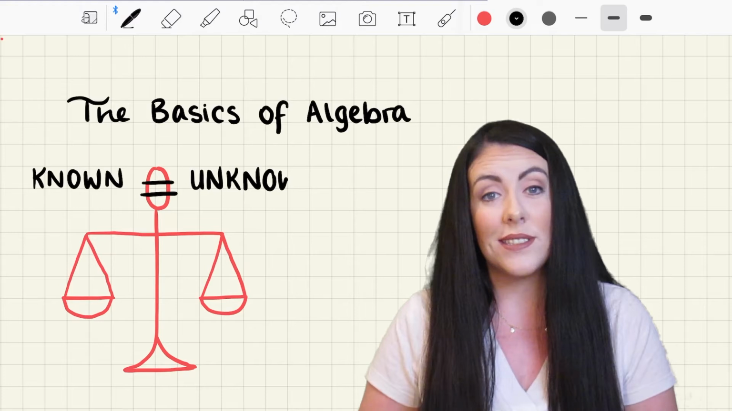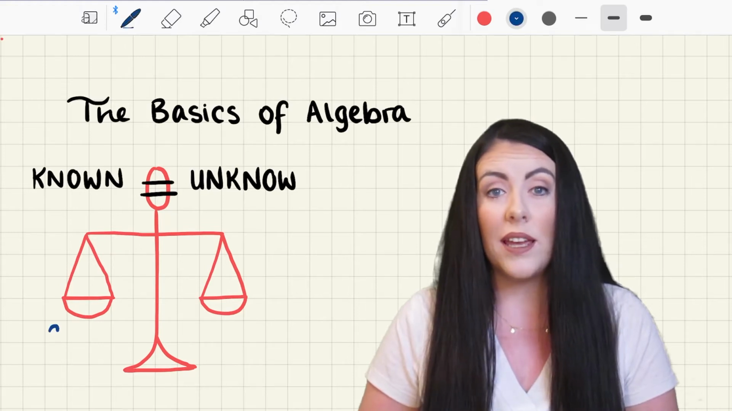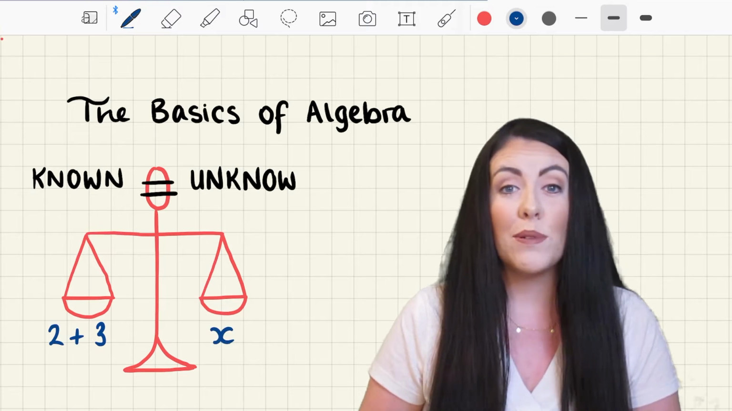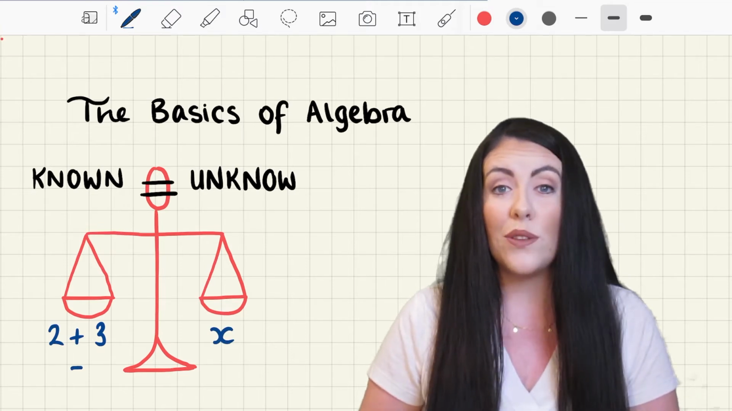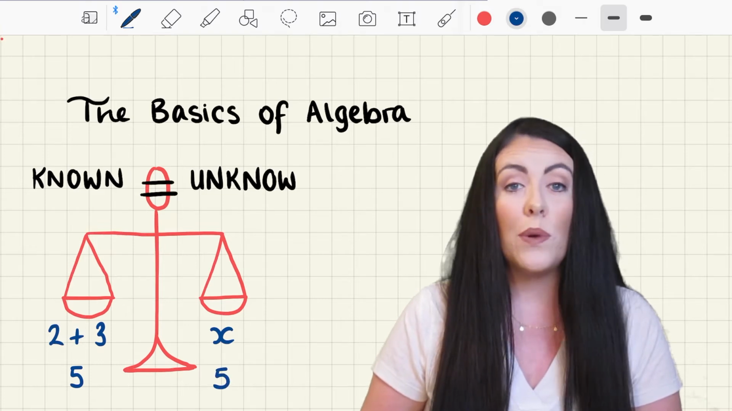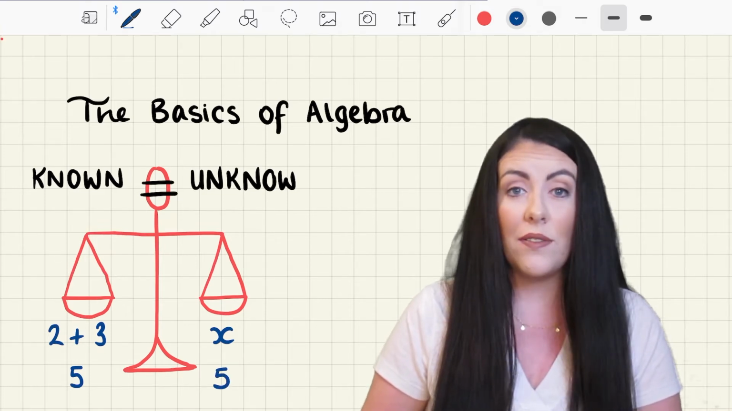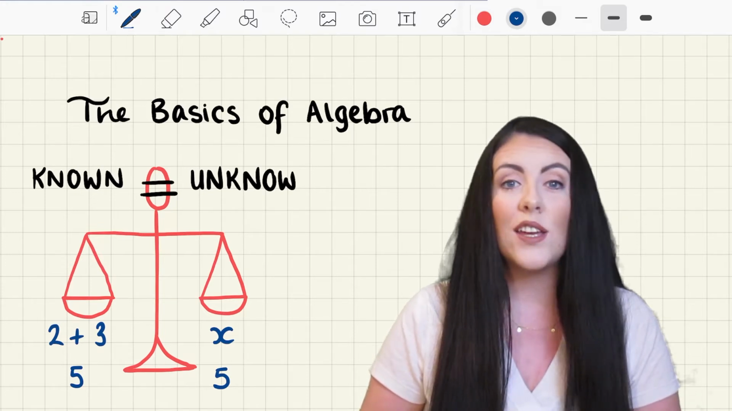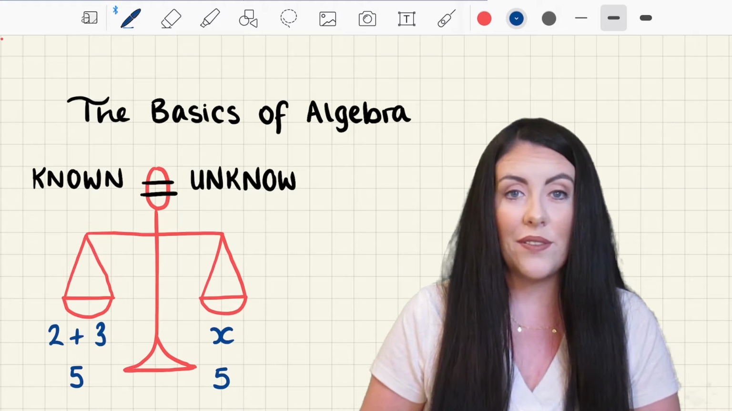So on our known side, we've got 2 add 3, and on our unknown side, we have got x. If we were to balance the scales, 2 add 3 equals 5. Therefore, x must be 5. If we were to replace the x with a 5, then it would be balanced. 2 add 3 equals x, 2 add 3 equals 5.